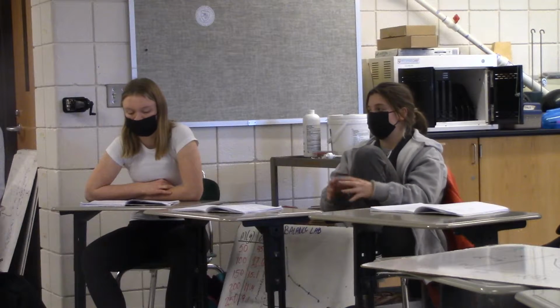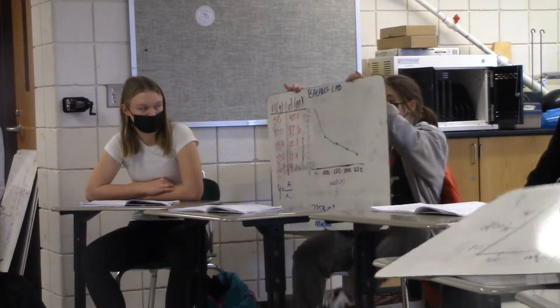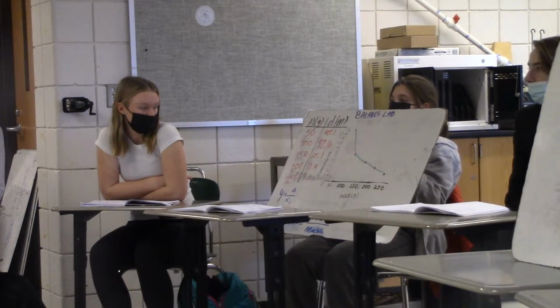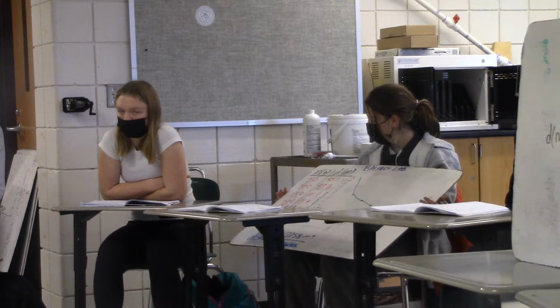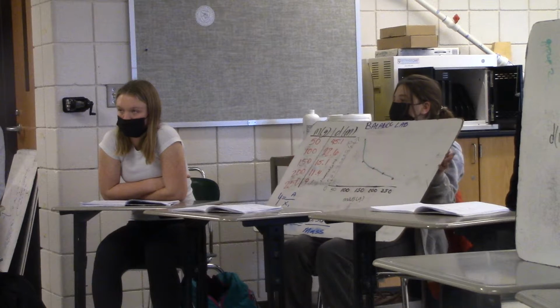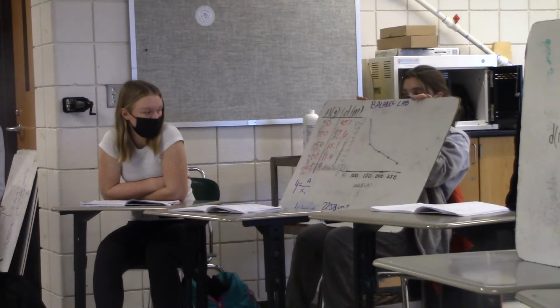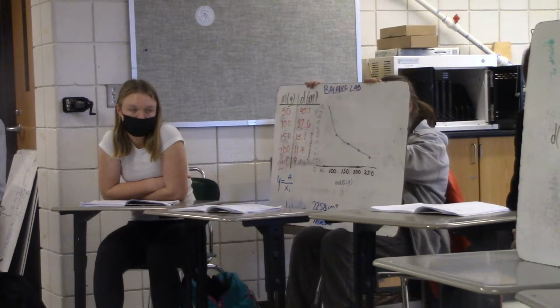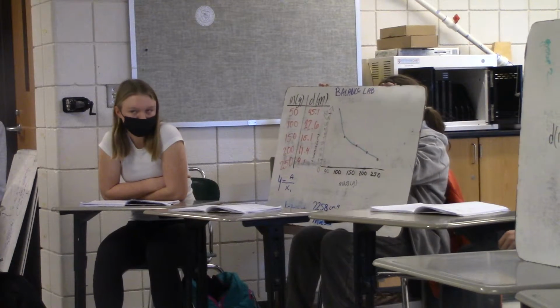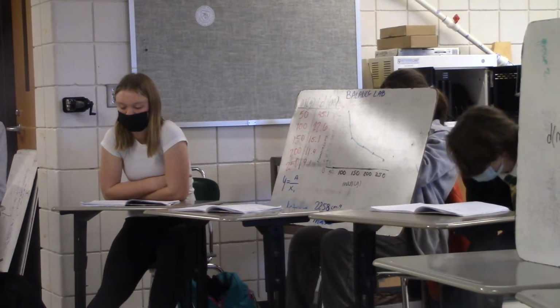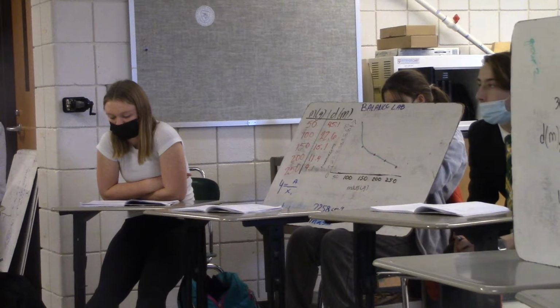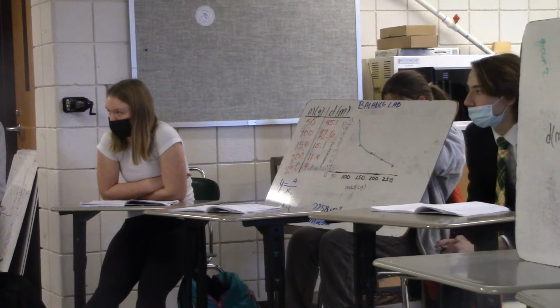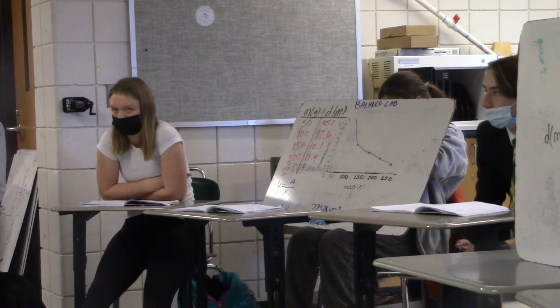Everybody hold your boards up so we can see. At 200 grams, Lauren, what was your distance? 39.9. All right, so let's round that to 40. Okay? So if you take your mass times your distance, right? You have 200 times 40. What's 200 times 40? 8,000. It's 8,000. And what's your coefficient? That's right, it's 8,000.